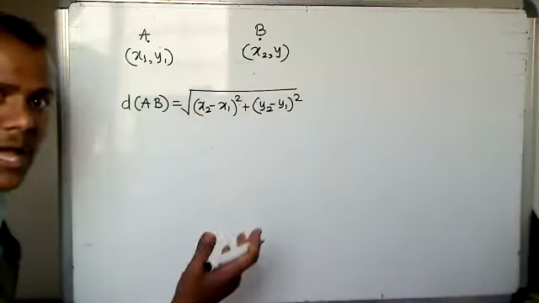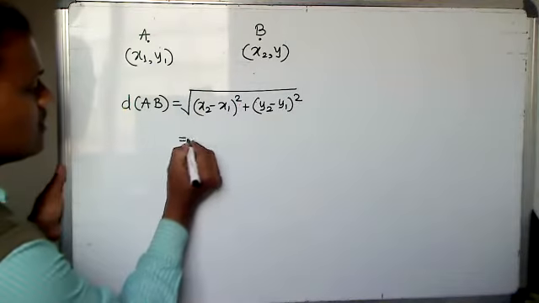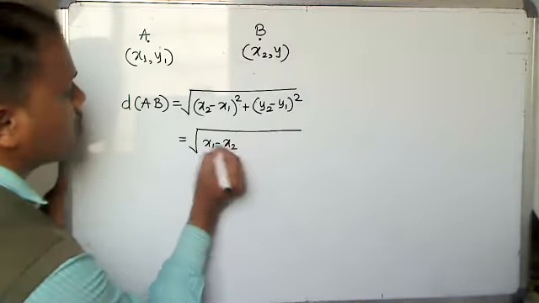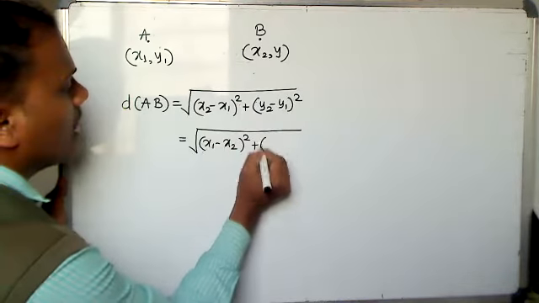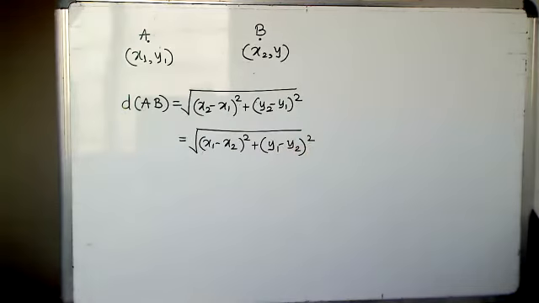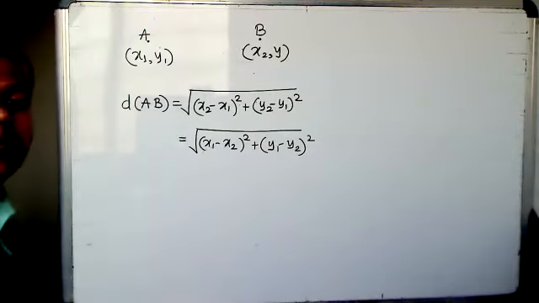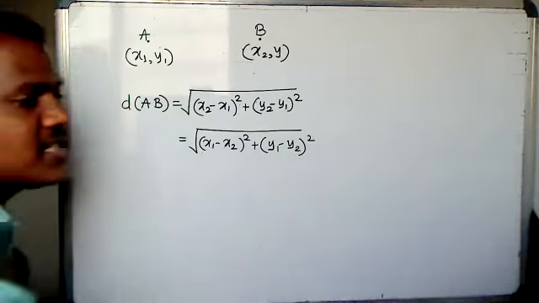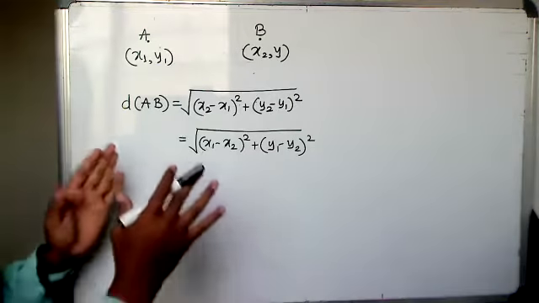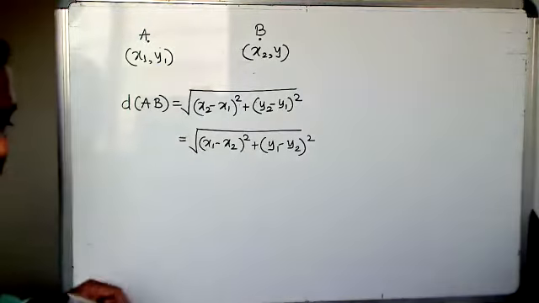This formula also can be written as (x1 minus x2) whole square plus (y1 minus y2) whole square. Also, by using this formula, we have solved one example. Now, today we are going to see the next example based on this formula. We have to apply this formula to show the 3 points are collinear.